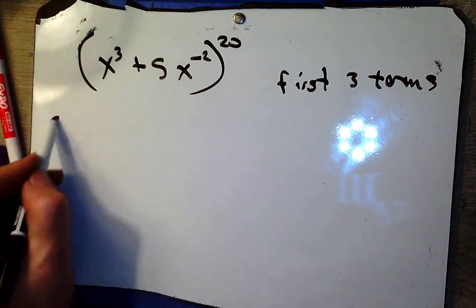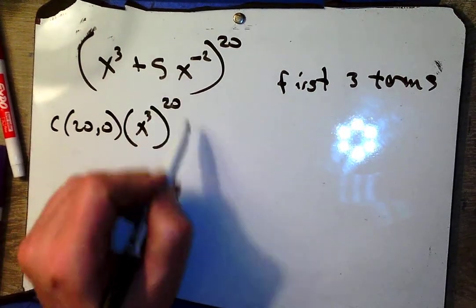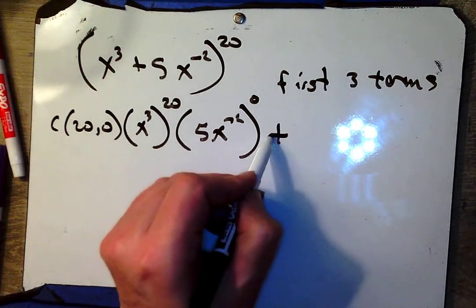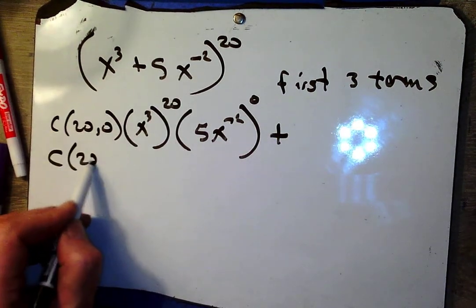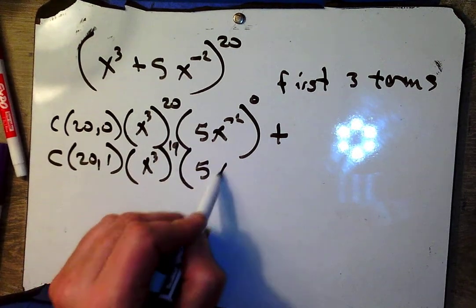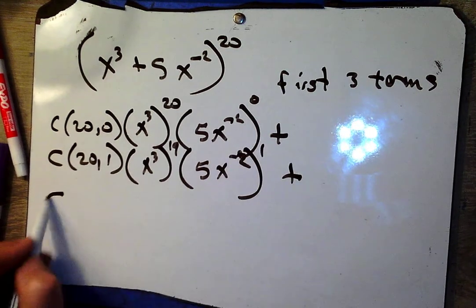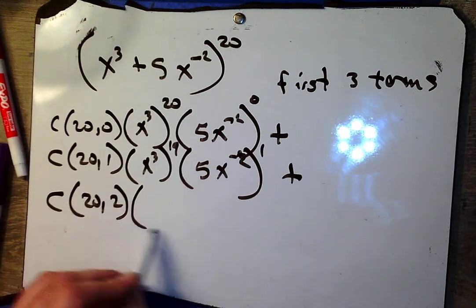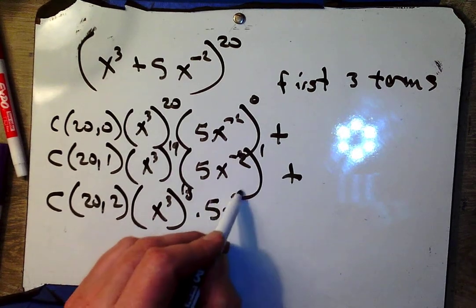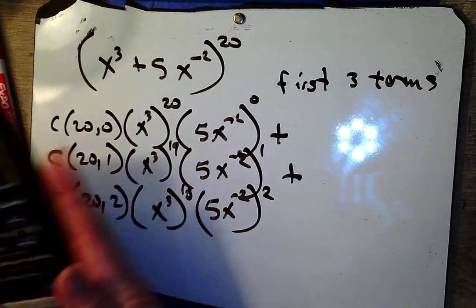Okay, so combination of 20 choose 0 times x to the third to the 20th times 5x to the minus 2 to the 0, plus a combination of 20 choose 1, x to the third to the 19th, 5x to the minus 2 raised to the 1, plus a combination of 20 choose 2, x to the third to the 18th times 5x to the minus 2 raised to the second. All right, well, let's figure out what that is.